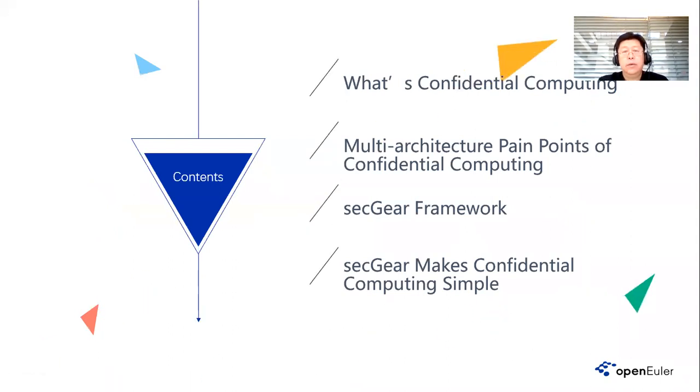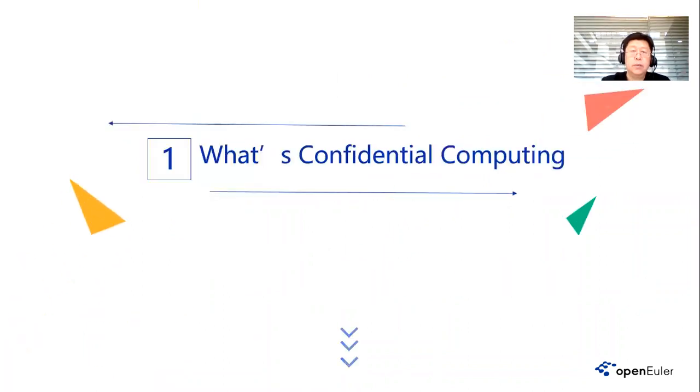Okay, I will introduce the following contents. First, what's confidential computing and the pain points, the multi-architecture pain point of confidential computing, and also our SecGear framework, and explain why SecGear makes confidential computing simple. Okay, first, what's confidential computing?